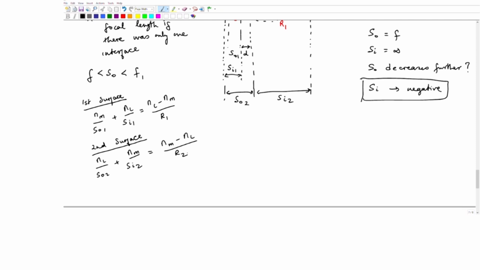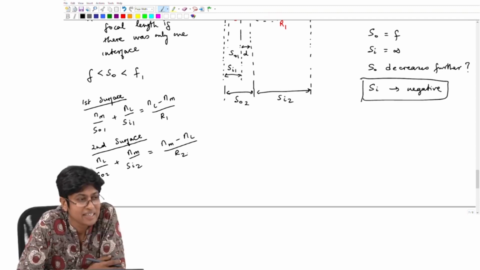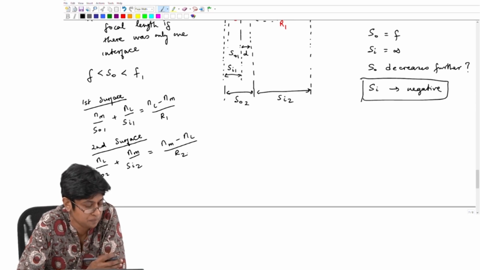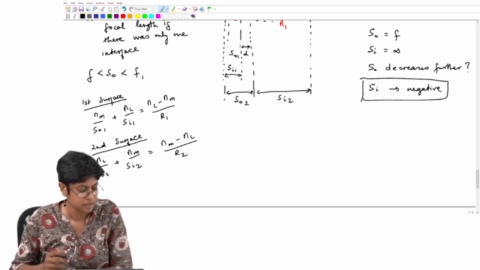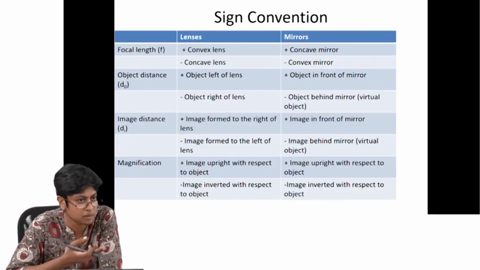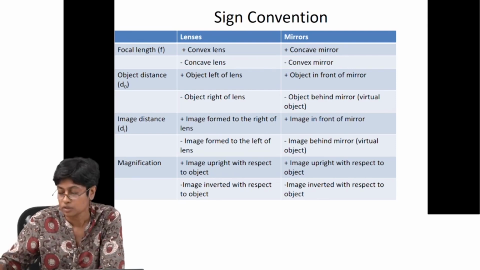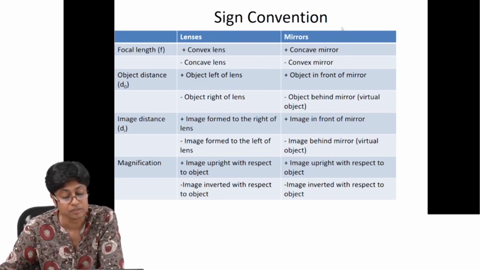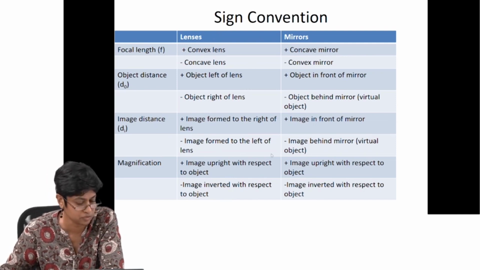At this point I have to be very careful because I need to know what signs I am going to assign to each of these variables. There is a sign convention that we need to take into account. I have given it to you, and I will share this with you on Moodle. Do not worry about it too much now, but the first column is the sign convention we are using with lenses. So concentrate on this for the moment.